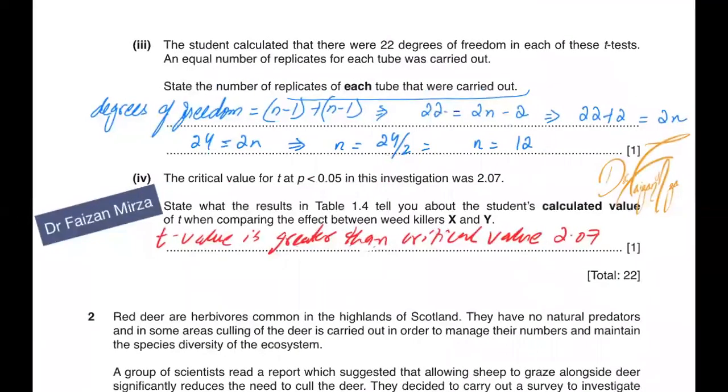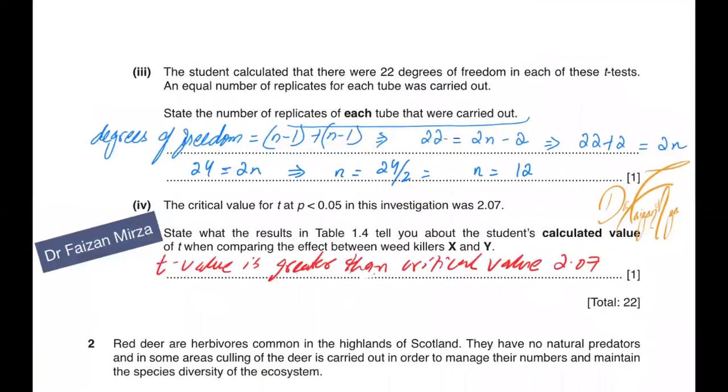Last part. This is actually what made me select this question from all the questions, that I should be discussing this question with you, because of this part. Now, this part tells you the student calculated there were 22 degrees of freedom in each of these t-tests. An equal number of replicates for each tube was carried out. State the number of replicates of each tube that were carried out. So you need to find out the n. How is the n calculated? We know the degree of freedom is always n minus 1 plus n minus 1. Degree of freedom provided to you is 22.